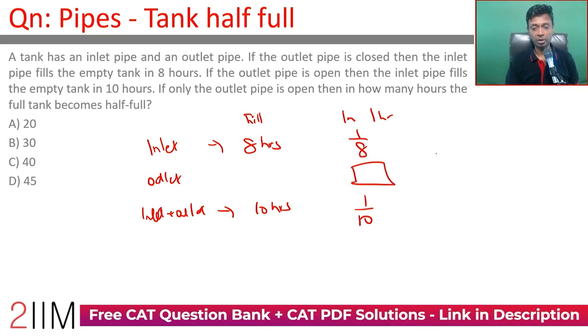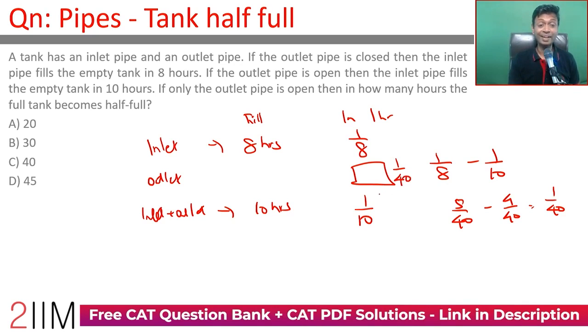Or this outlet pipe takes away 1 by 8 minus 1 by 10. 5 by 40 minus 4 by 40. Or 1 by 40. In 1 hour, the outlet pipe takes away 1/40th of the tank. Or to drain an entire tank, the outlet pipe will take 40 hours. So far so good. The answer should be 40.